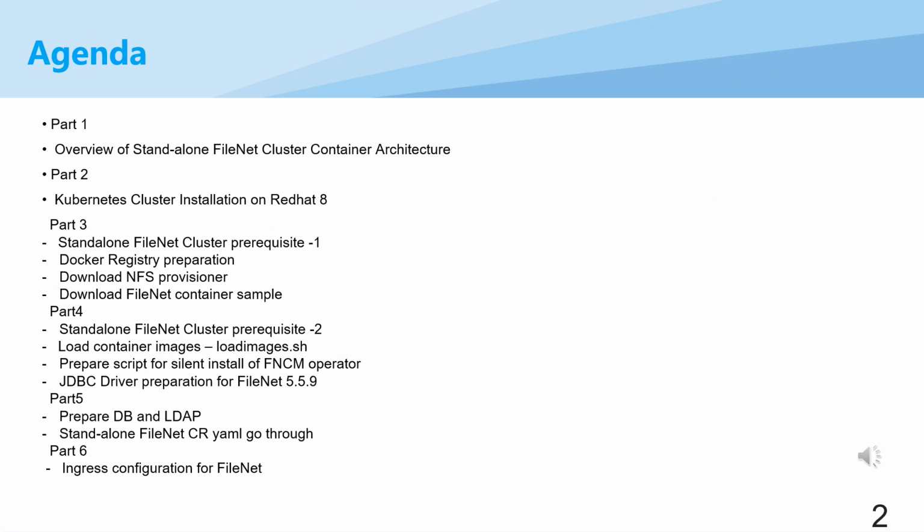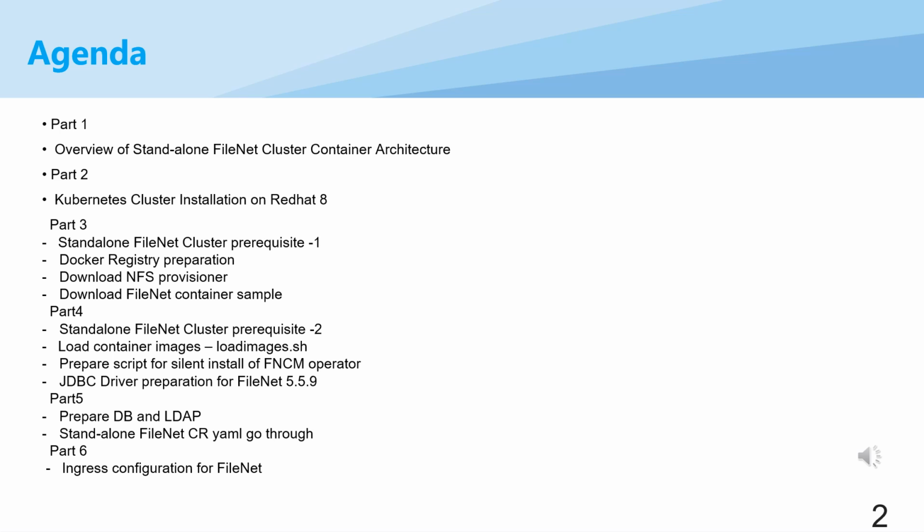The agenda consists of 6 parts. At part 1, I will show you the overview of standalone FileNet cluster container architecture from high level. At part 2, I will show you the Kubernetes cluster install on Red Hat 8. At part 3, I'll give a brief introduction for standalone FileNet cluster prerequisites, such as Docker registry preparation, how to download NFS provisioner, and how to download FileNet container sample.